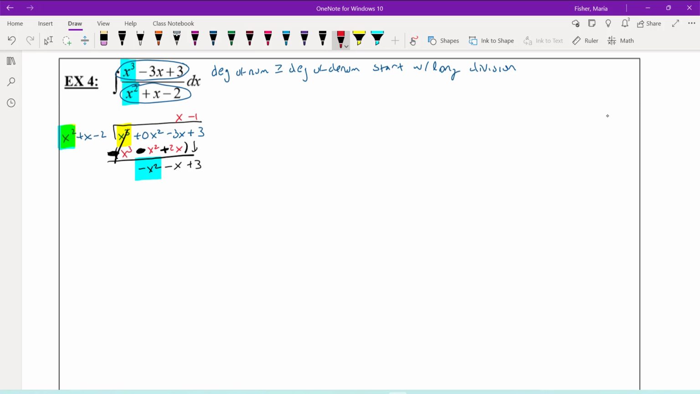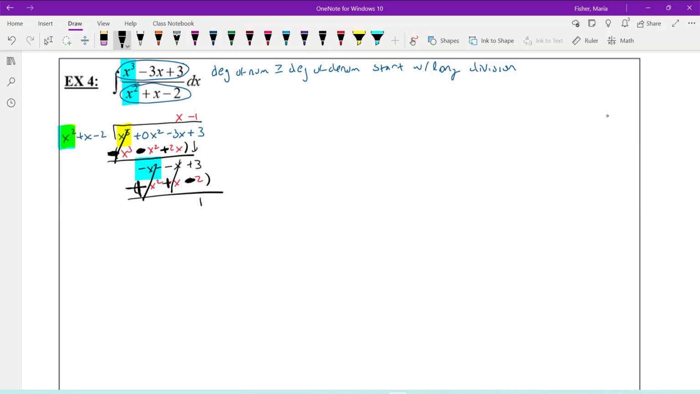And then I multiply negative 1 times x squared, negative x squared, negative 1 times a negative x, negative x, negative 1 times a negative 2, positive 2. But then I'm subtracting, so I know I need to change all these signs. This becomes a plus sign, this becomes a plus sign, and this becomes a minus sign. Negative x squared plus x squared will cancel. Negative x plus x will cancel as well in this case, and then 3 minus 2 is just 1.